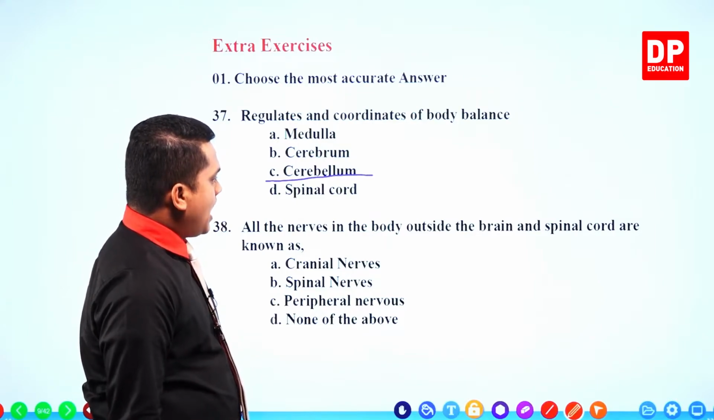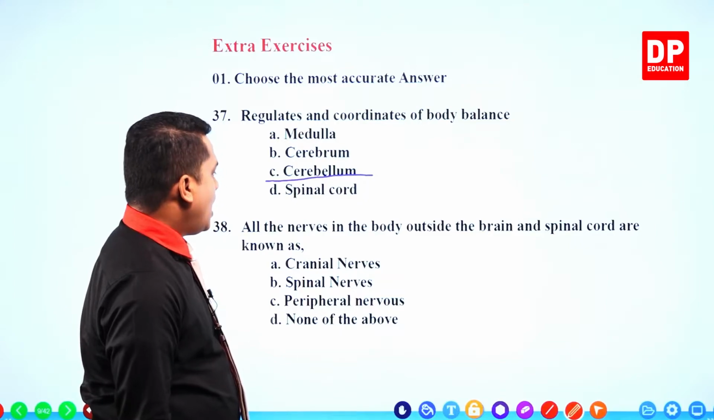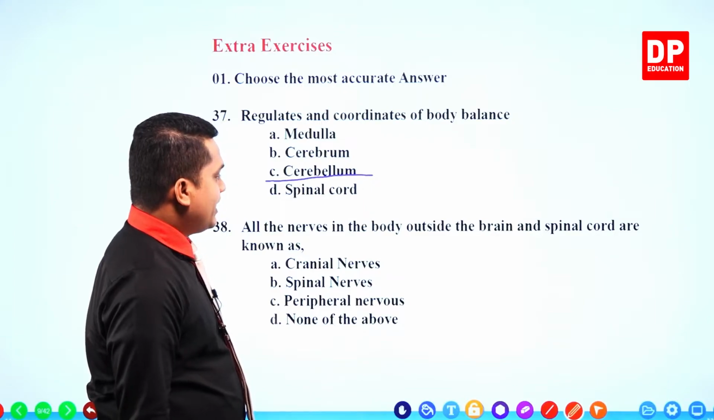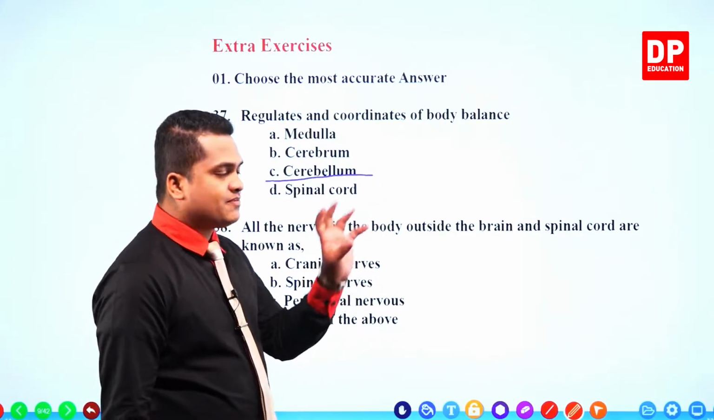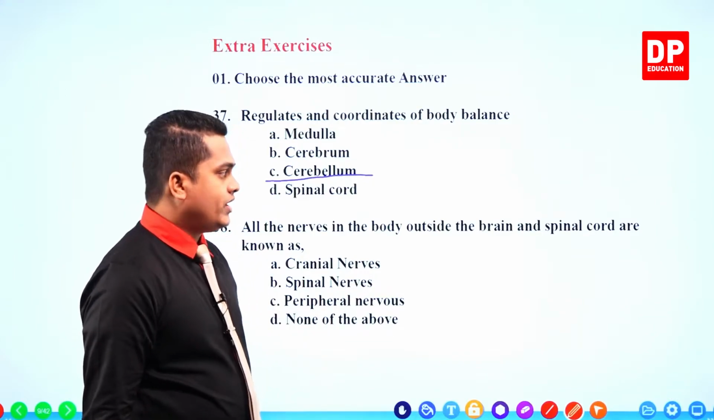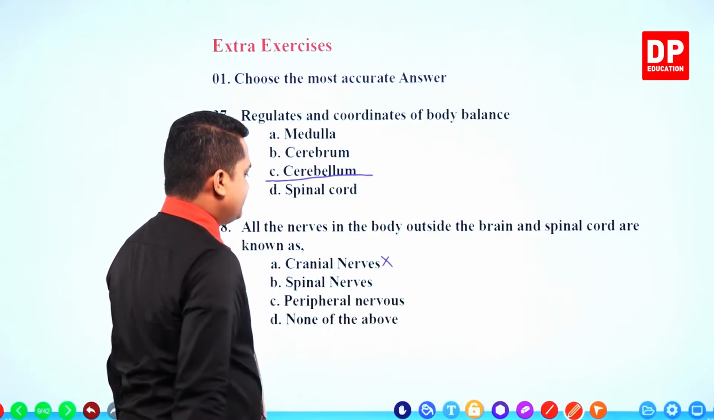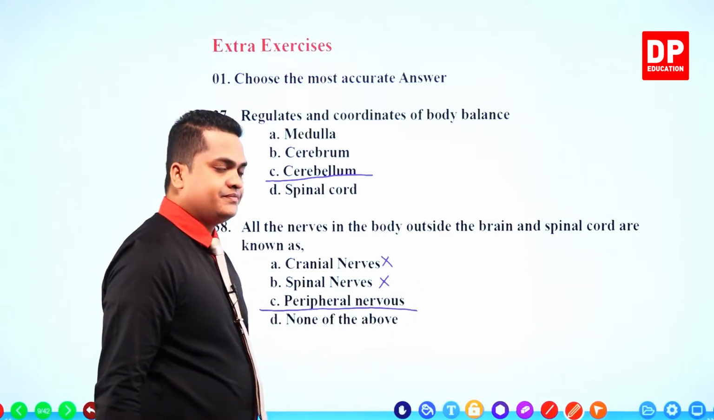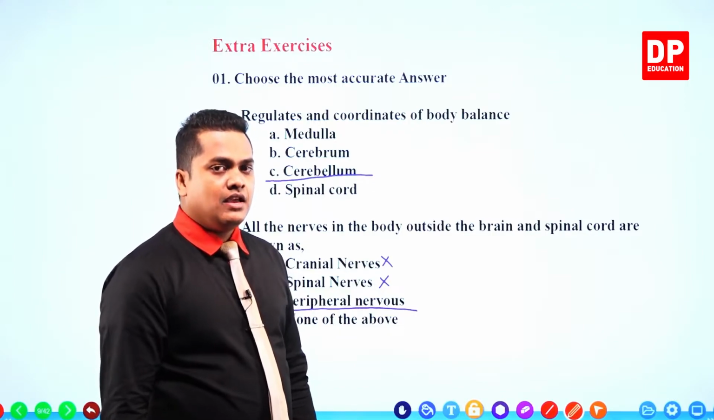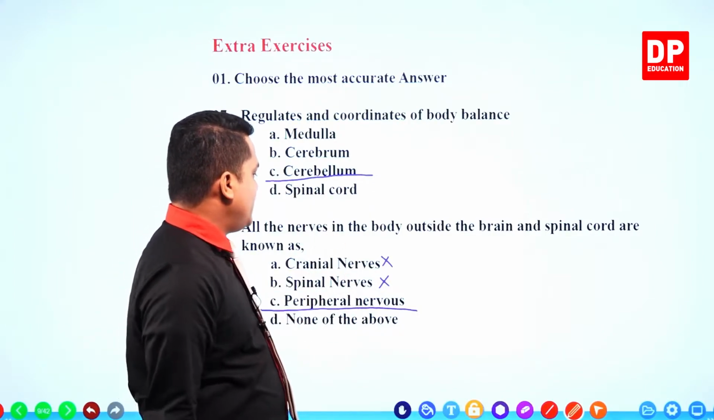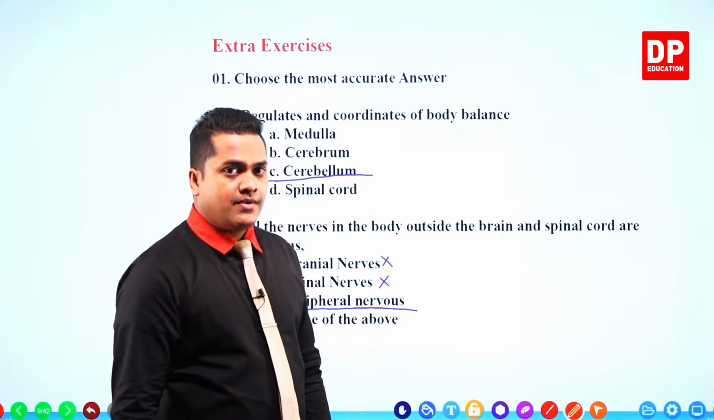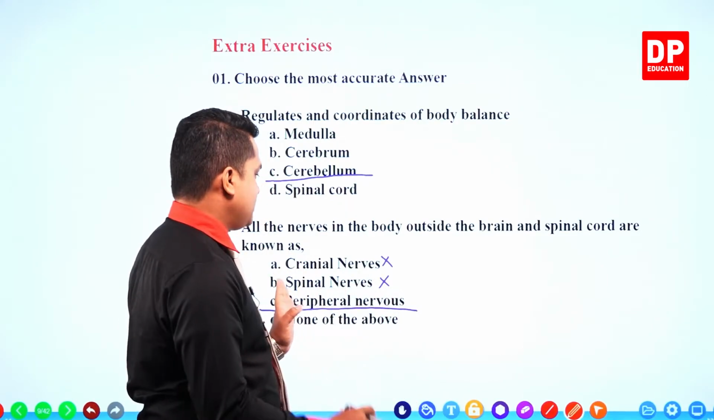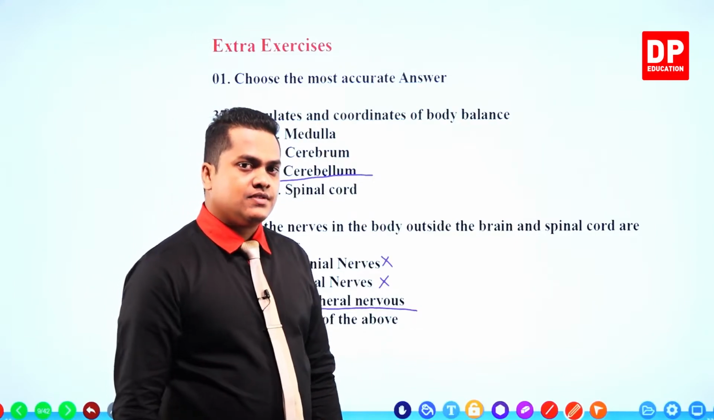All the nerves in the body outside the brain and spinal cord are known as, not the cranial nerves, not the spinal nerves, these are referred to as peripheral nerves. Actually, peripheral nerves can be divided into two main categories, cranial and spinal nerves. So all the nerves, including cranial and spinal nerves, are referred to as peripheral nerves.